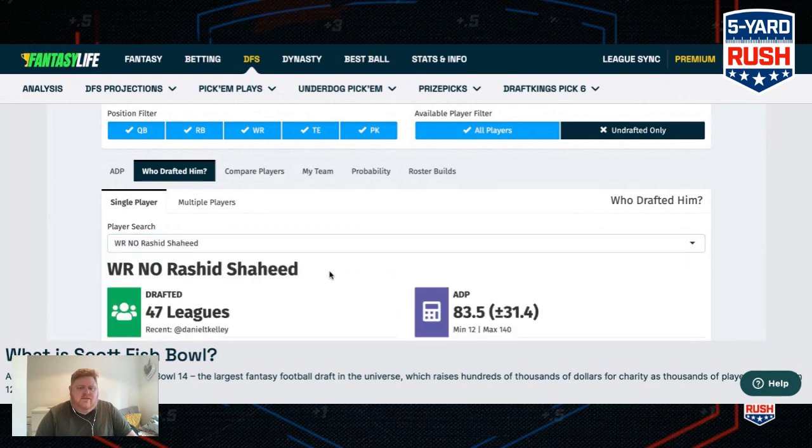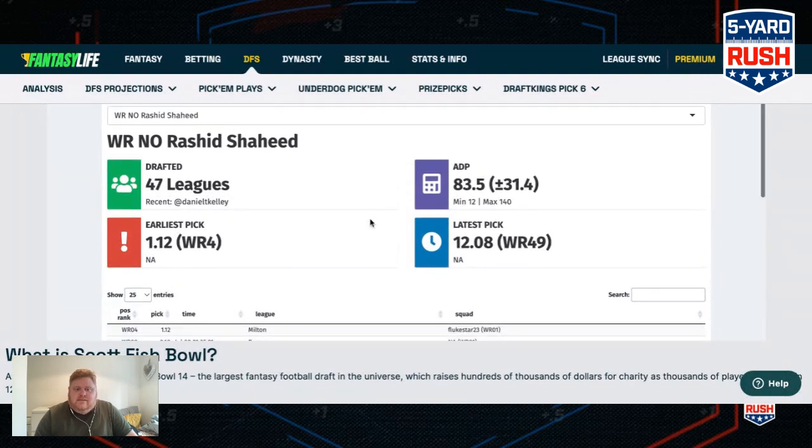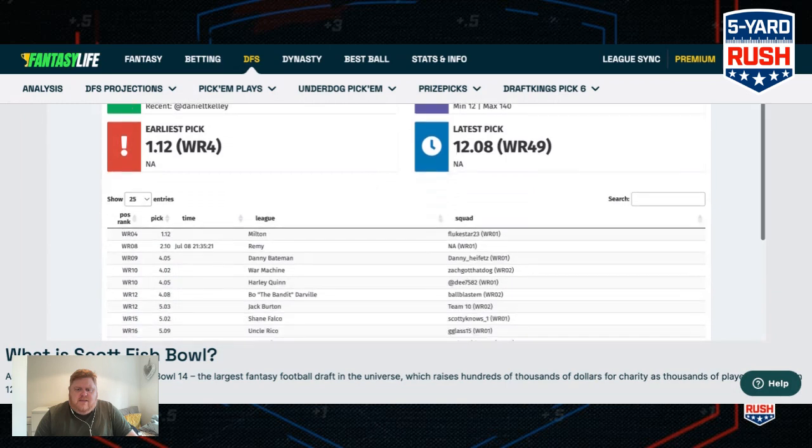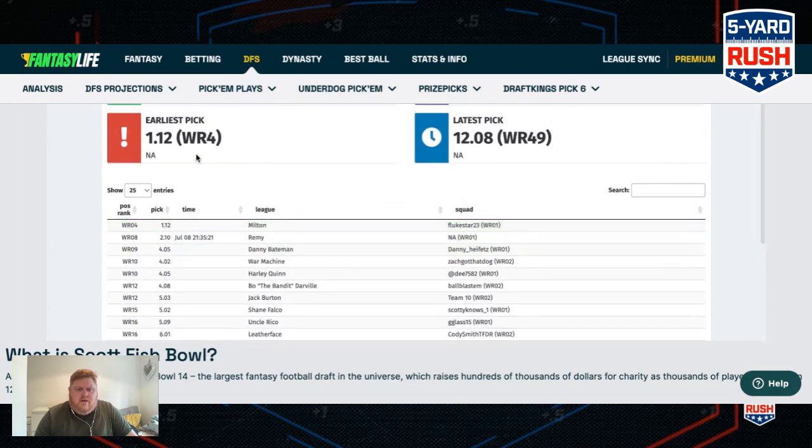So let's zero in on where we are on Rashid Shaheed. We can see here that he is drafted in 47 leagues, most recently by our good friend Danny Kelly. And we can see here where his highest picks are. So someone took him as their wide receiver 1, as the wide receiver 4 overall at the 112, which is mad. And then you've got here someone taking him in the second round, at the end of the second round.